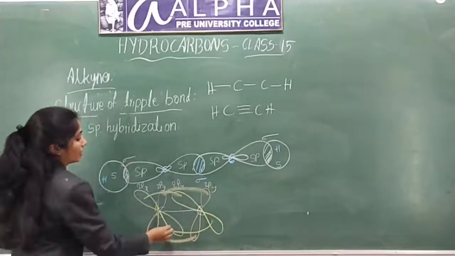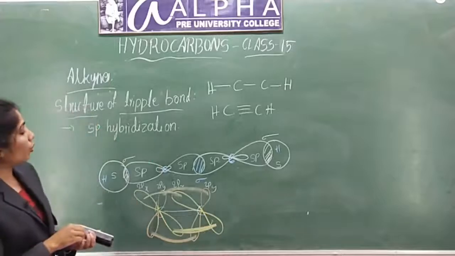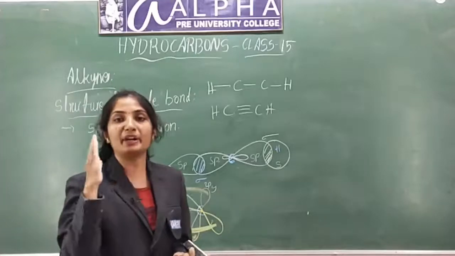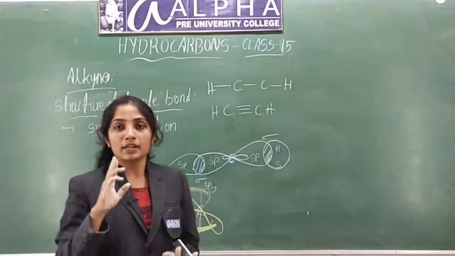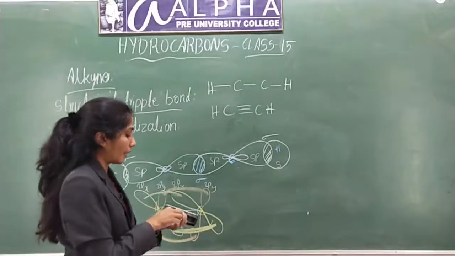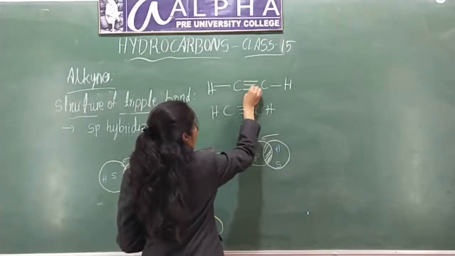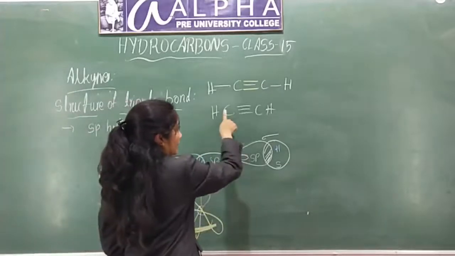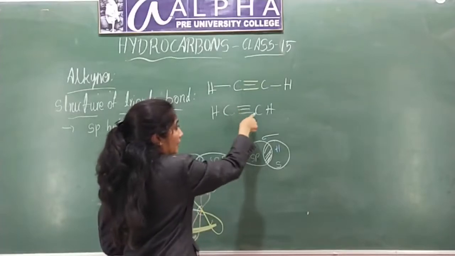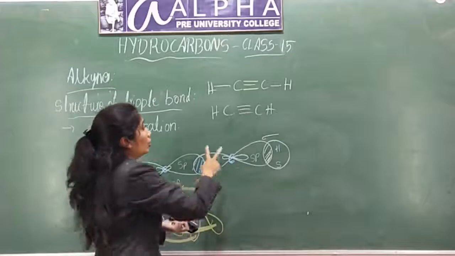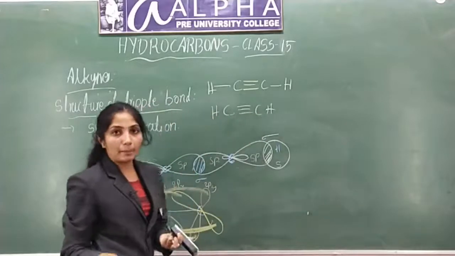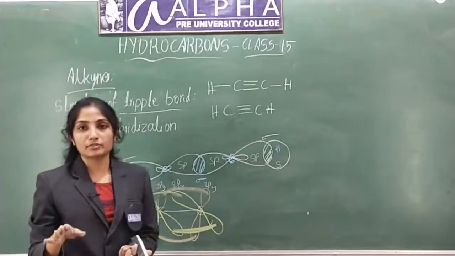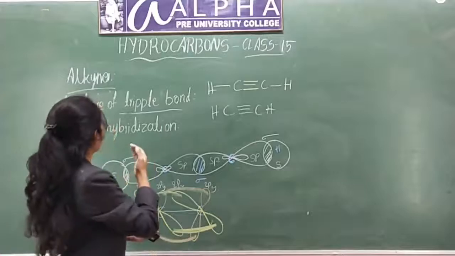This will lead to the formation of pi bonds. Two pi bonds will be formed by the overlapping of the two unhybridized p orbitals of carbon. Carbon contains two unhybridized p orbitals which form two pi bonds. So your ethyne contains one carbon-carbon sigma bond, two carbon-hydrogen sigma bonds and two carbon-carbon pi bonds. This is the structure of a triple bond.